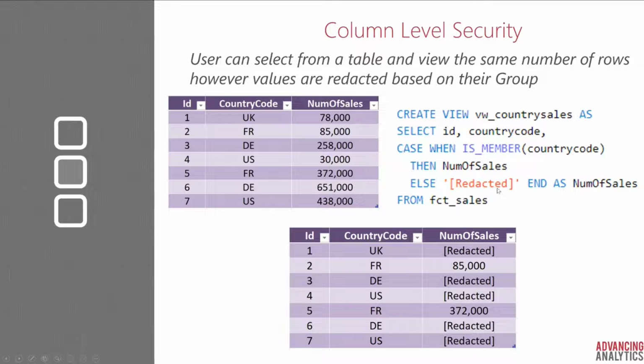I've created a view in this statement here. This is country sales, and we've simply, using the isMember function again, got a case statement now where it's basically going to check if that exists, and if not, it's going to redact the number of sales column for that particular person. And as you can see in the example below, I've got number of sales, and for everything that is not in the France group, you can see it's redacted.